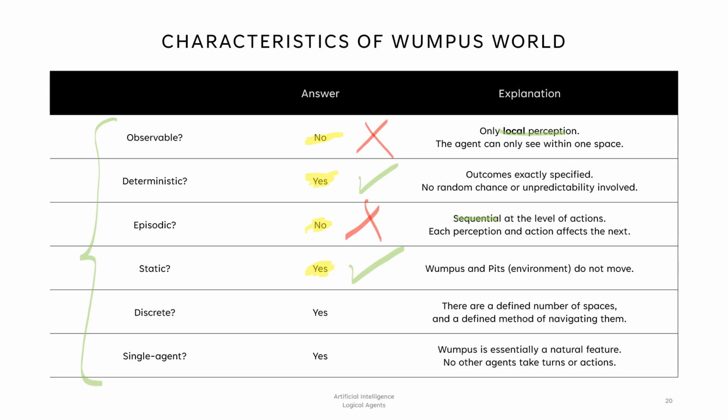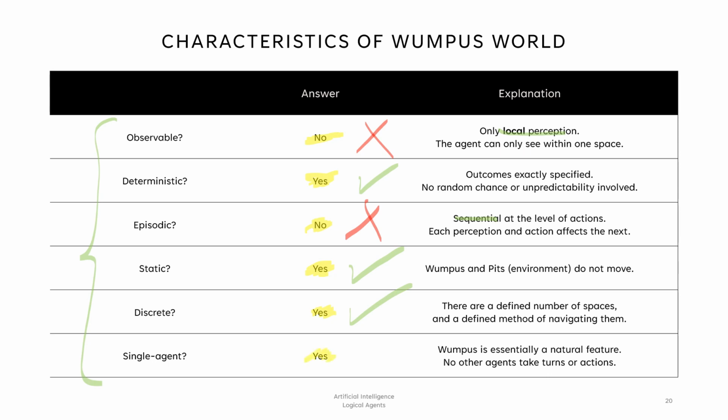So discrete, yes. There's a defined number of spaces and a defined method of navigating them. This is not like the continuous state spaces that we covered in search algorithms. This is not like walking around on campus where you can walk in any direction, at infinitely many bearings and infinitely many distances, effectively an infinite number of spaces. This is just a defined number of spaces and a defined method of navigation. And finally, it is single agent.